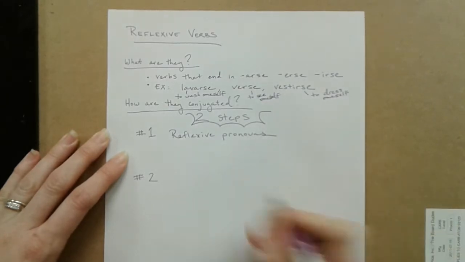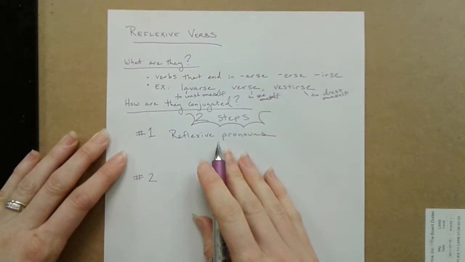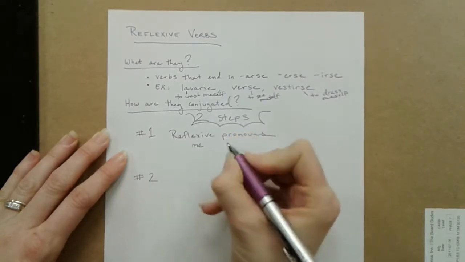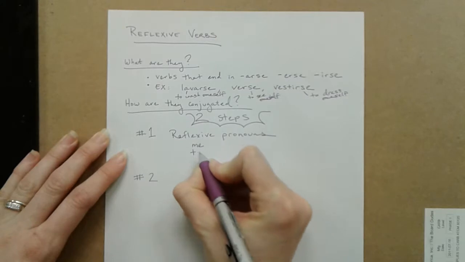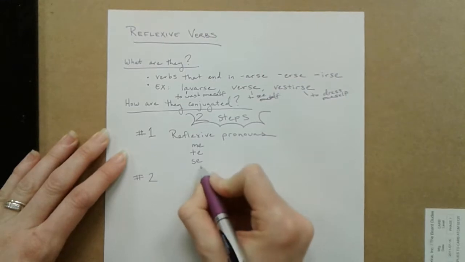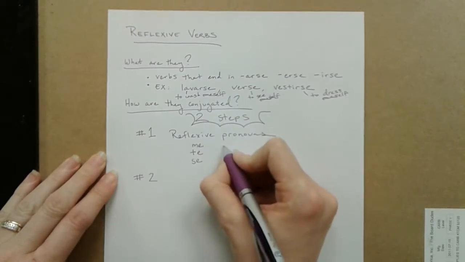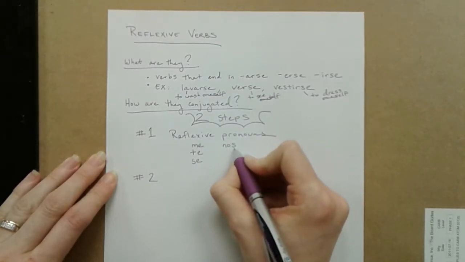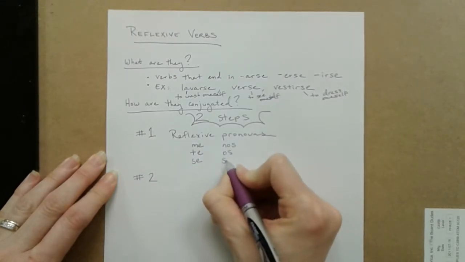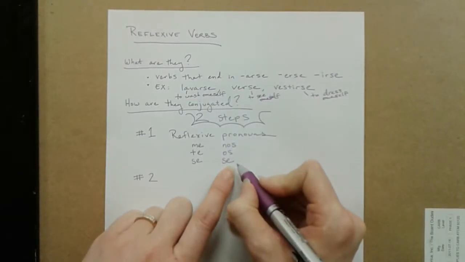And you have to figure out which reflexive pronoun do I need to use based off of who is doing the action. So reflexive pronouns look like this. For when you're talking about yourself, you use me. When you're talking about you, use te. When you're talking about he or she, or you formal with usted, you use se. Nos refers to we. Os refers to you all in Spain. And then se is they or you all everywhere else.